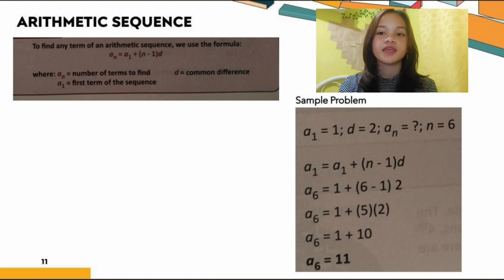To find any term, use this formula. So, let's try one. If a sub 1 equals 1, d equals 2, and you want the sixth term, plug in the numbers. a sub 6 equals 1 plus 6 minus 1 times 2, and that brings us to 11.